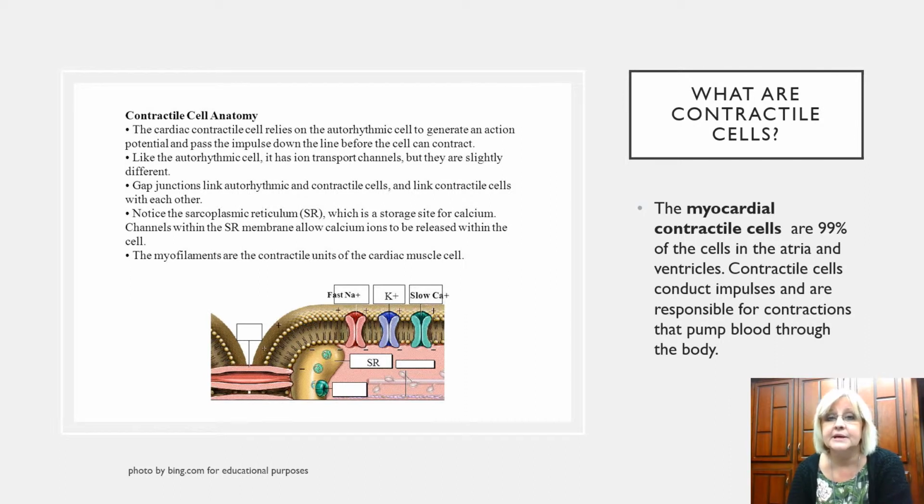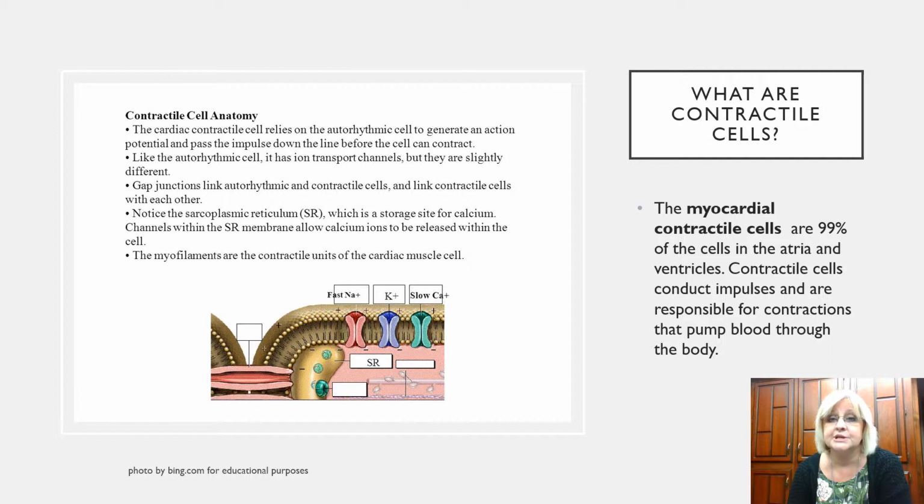So the anatomy of these contractile cells relies on the pacemaker, also called the autorhythmic cells, for the action potential. The pacemaker, autorhythmic, or non-contractile cells make up the other 1% of the cells. So we cannot look at one without knowing what the other is. They both have ion transport channels, but they differ.